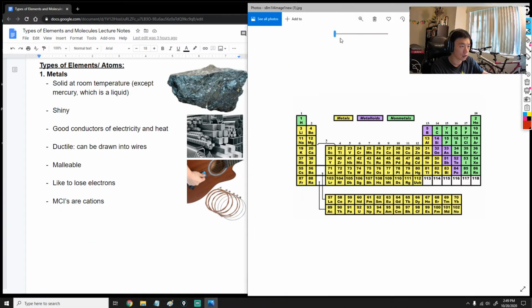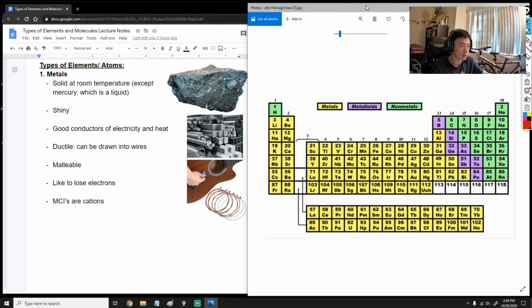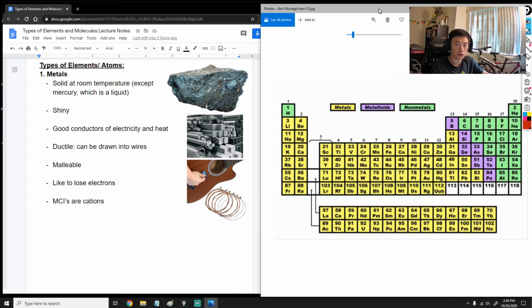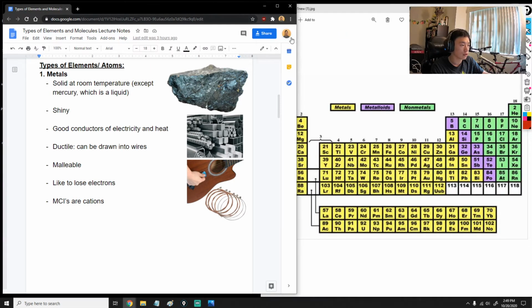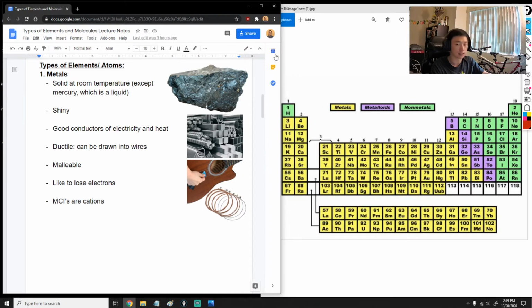Okay, what I have on the right side of the screen. If you look on the screen, every element on the periodic table that is yellow is going to be a metal. Most of the elements are metal. So everything in yellow, everything on the left side, the middle, and the very bottom, these are all metals. Everything yellow in that picture is a metal.